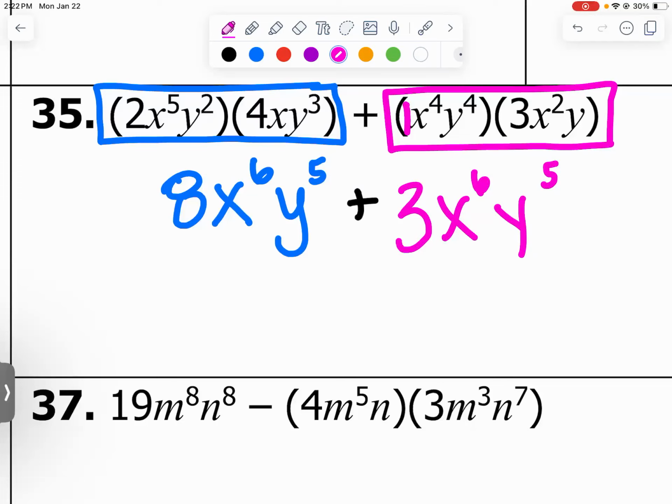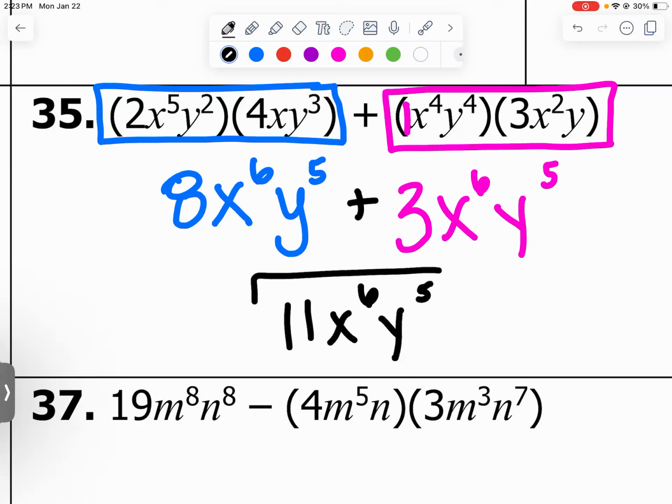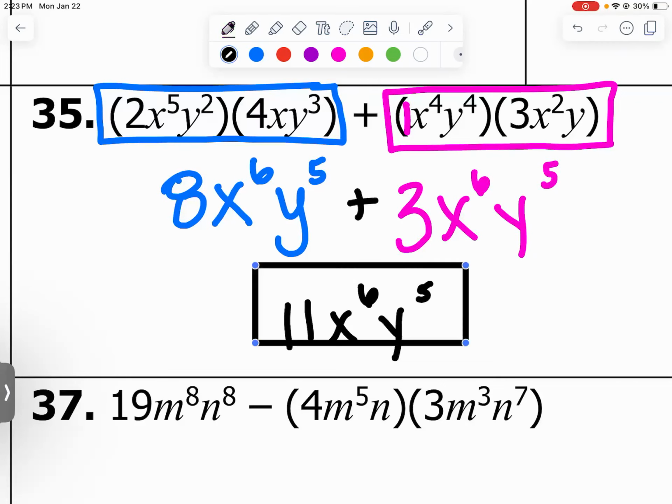What do we have? An equation. That is what I was looking for. We have like terms. 11 x to the 6th, y to the 5th. Isn't that incredible?